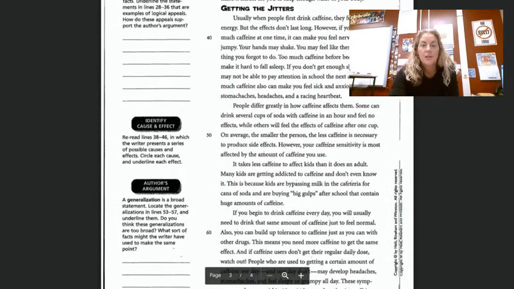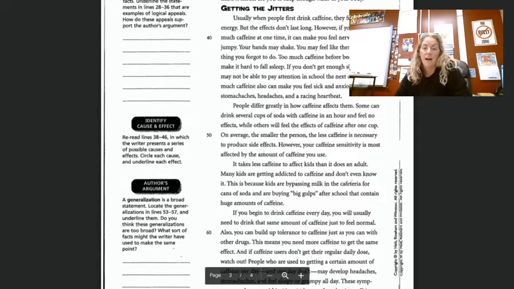Getting the jitters. Usually, when people first drink caffeine, they feel a burst of energy, but the effects don't last long. However, if you drink too much caffeine at one time, it can make you feel nervous or jumpy. Your hands may shake. You may feel like there's something you forgot to do. Too much caffeine before bedtime will make it hard to fall asleep. If you don't get enough sleep, you may not be able to pay attention in school the next day. So too much caffeine also can make you feel sick and anxious with stomach aches, headaches, a racing heartbeat.